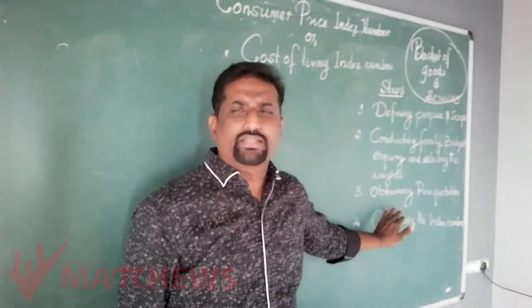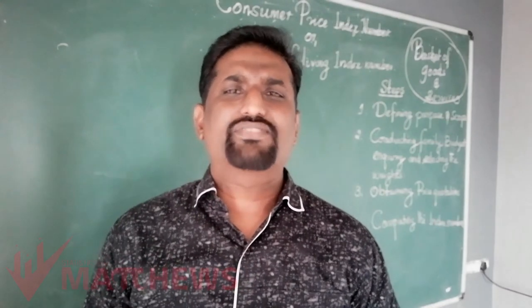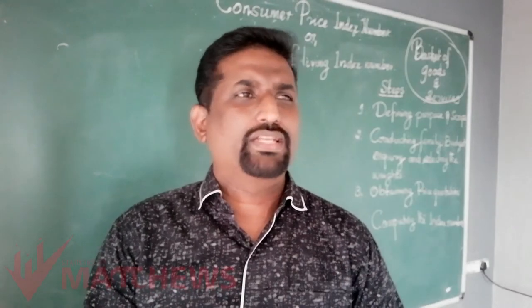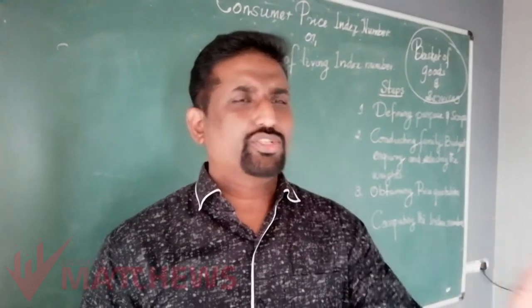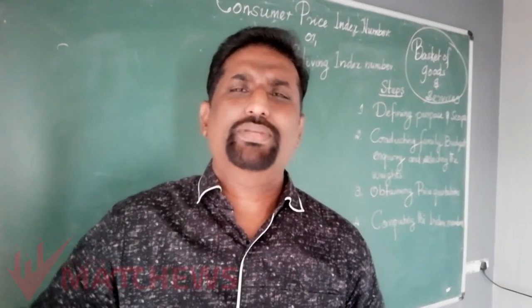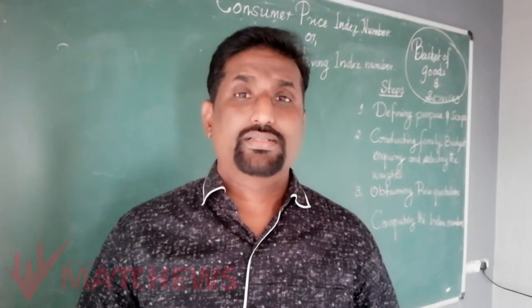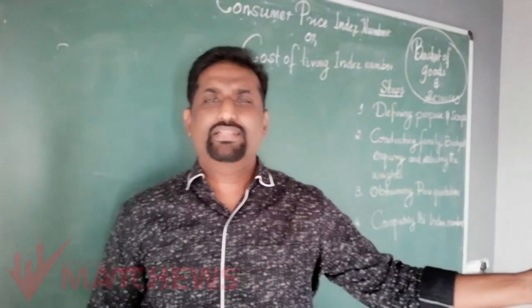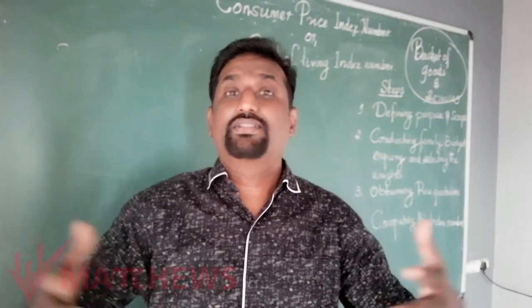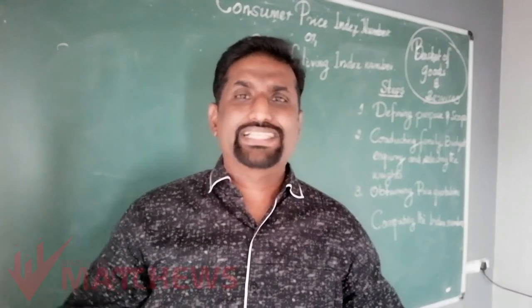After that, we go for the third one, that is obtaining price quotations. So once you know that this family does grocery shopping in one particular shop, and another family in the same locality does the same grocery shopping in another shop. There are various shops, various retail outlets. One family goes to XYZ retail, another goes to ABC retail, another goes to PQR retail. So different families have their own shops to go and buy.